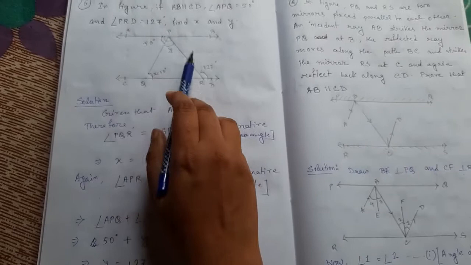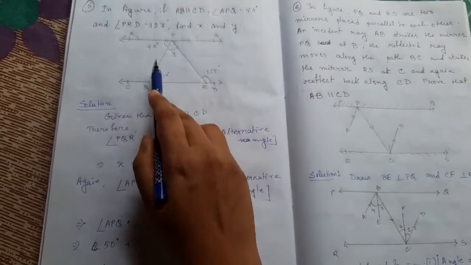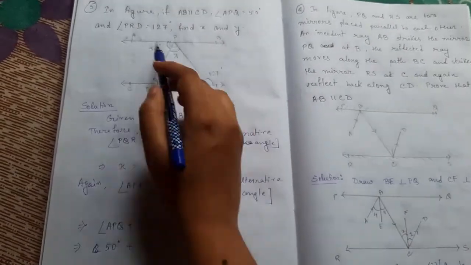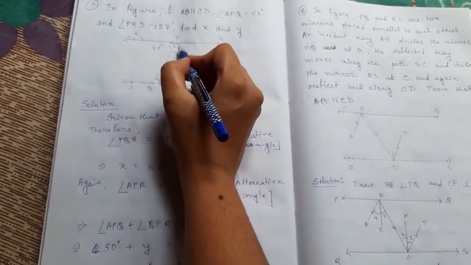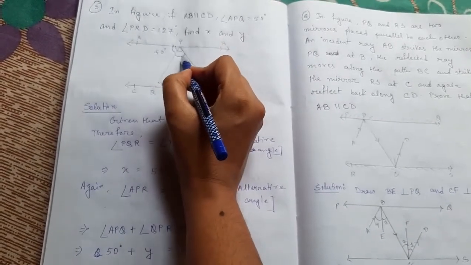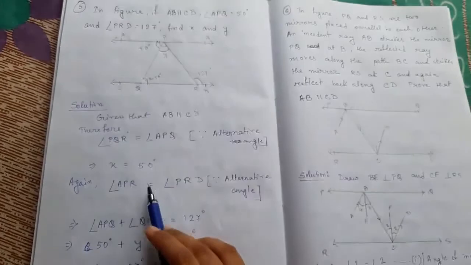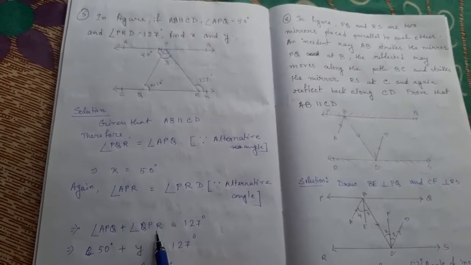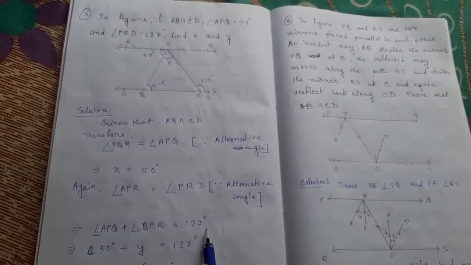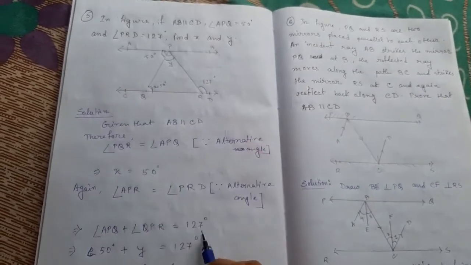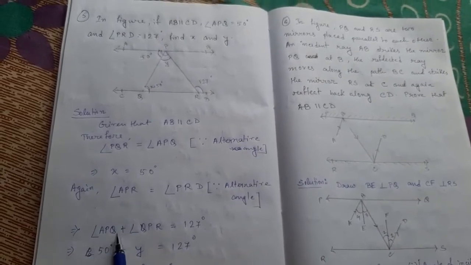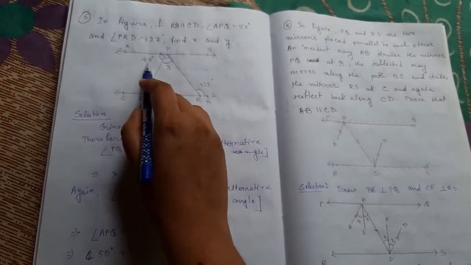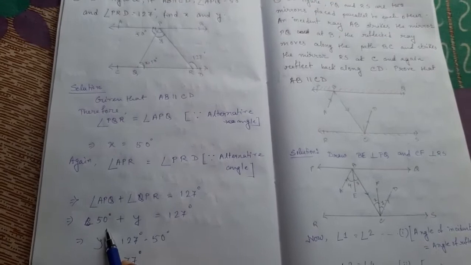Again, APR can be written as APQ plus QPR. That means this whole angle can be written as this angle plus this angle. So in place of APR I am writing APQ plus QPR equals 127 degrees. This value is 127 degrees, given. Now APQ is also given as 50 degrees, so in place of APQ write 50 degrees.